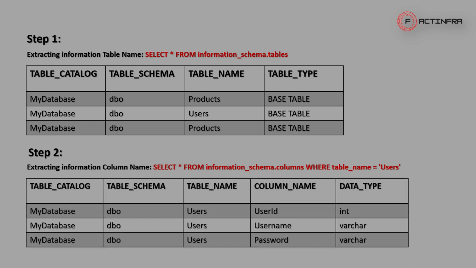Let me give you another example. In this table, you can see table catalog, table schema, table name, column name and data type. From here we can extract information of column names. So that's the scenario for the theoretical base. We will see this kind of scenario in the PostgreSQL lab. So let's begin with that.